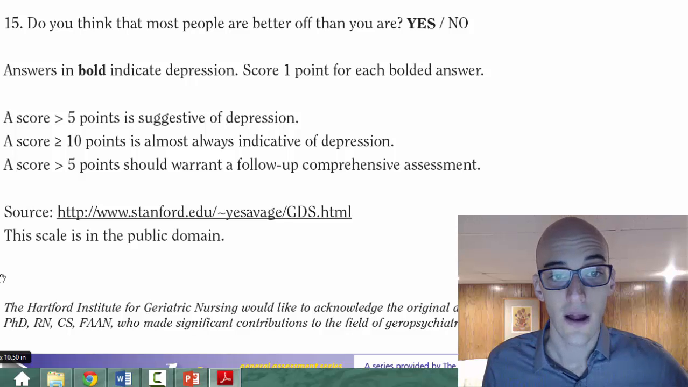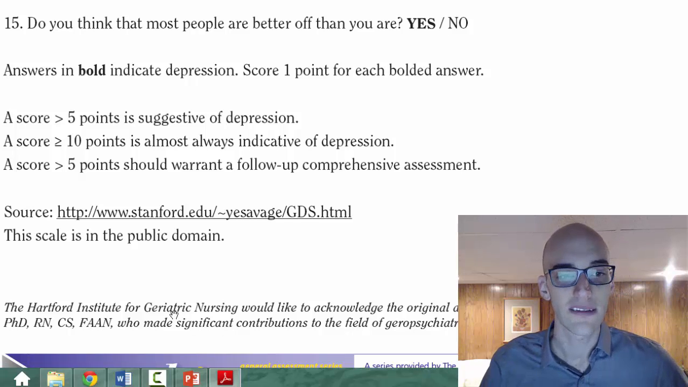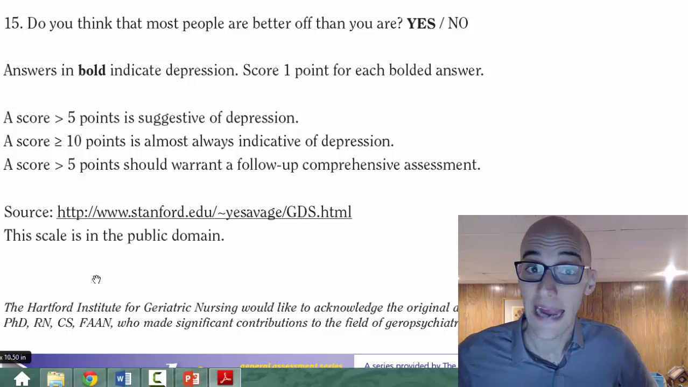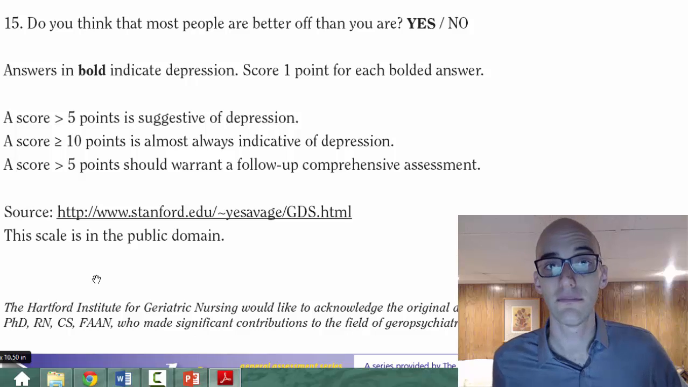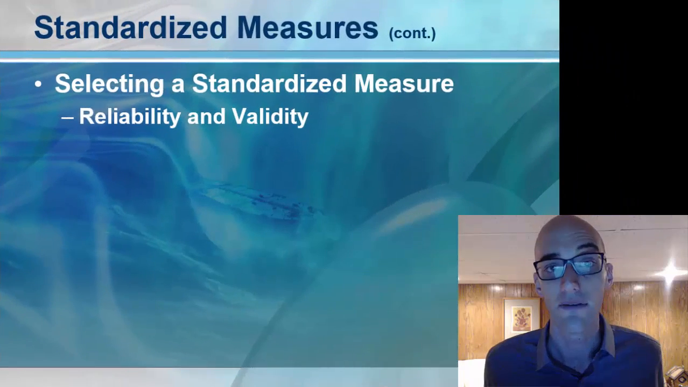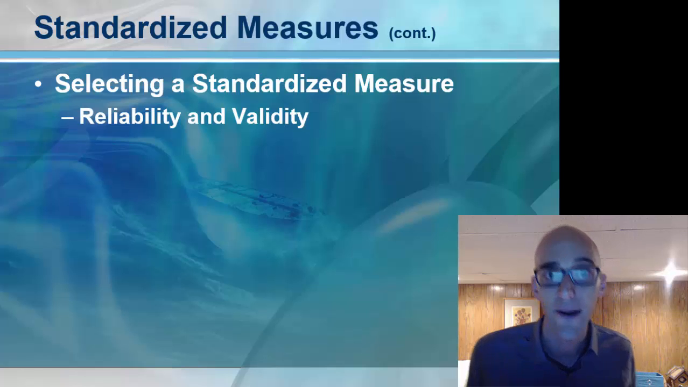10 or more is almost always indicative of depression, and anything over 5 should warrant a comprehensive assessment or a follow-up assessment. And this scale is public domain, so what that means is that you don't have to pay to use this. There's some measures that are private and you have to pay for each administration of it, but this one's free for anybody to use. All right, and when you're choosing a standardized measure to use, again, thinking about reliability and validity here.